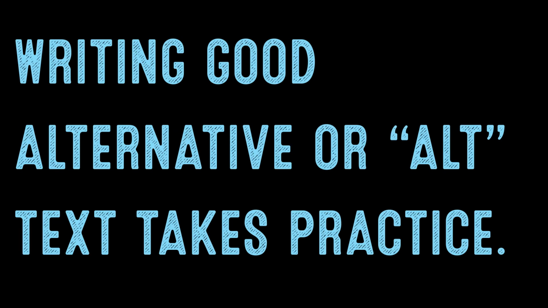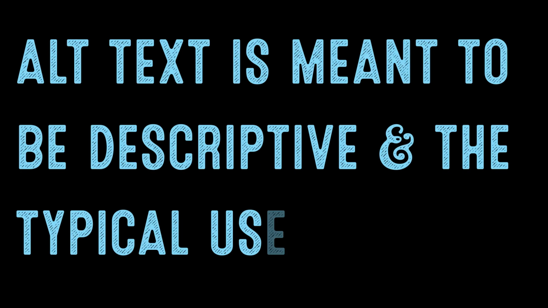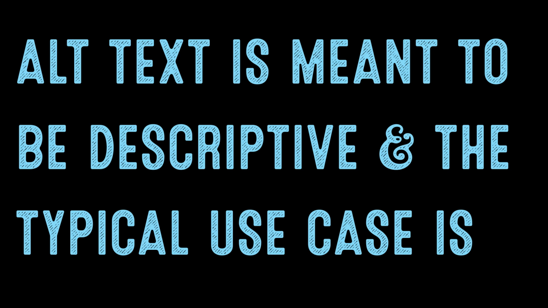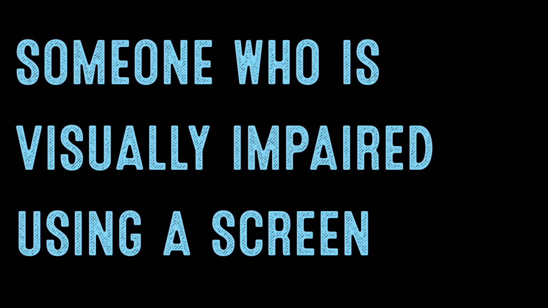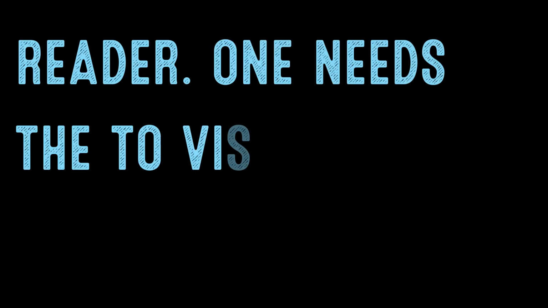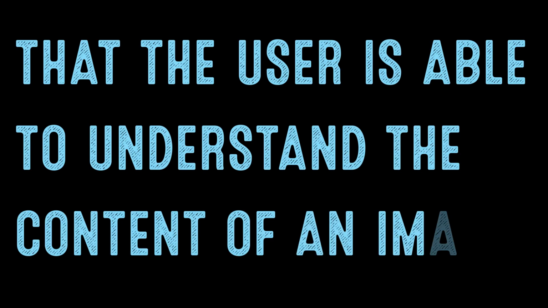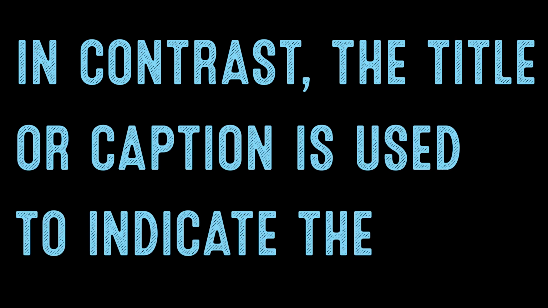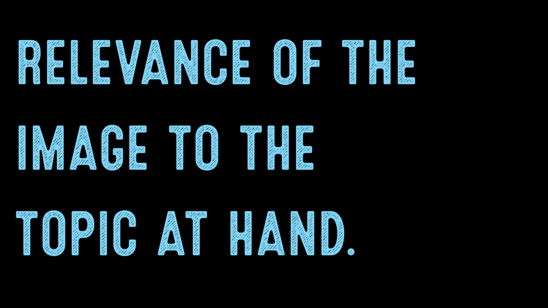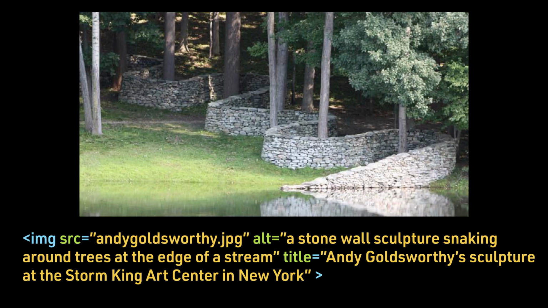Writing good alternative or alt text takes practice. Alt text is meant to be descriptive, and the typical use case is someone who is visually impaired using a screen reader. One needs to visually describe the image so that the user is able to understand the content of an image. In contrast, the title or caption is used to indicate the relevance of the image to the topic at hand. So as an example, we have this image here.